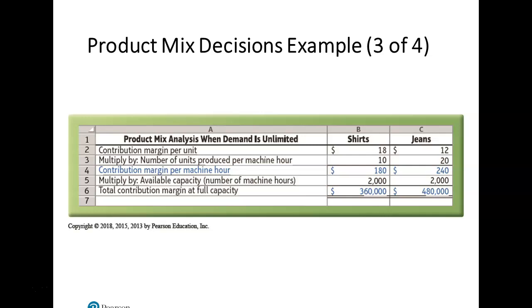Obviously, your contribution margin at full capacity without regard to the jeans, you bring in a considerably higher, look at this number here. So again, your contribution margin at full capacity is $360,000 for shirts. Jeans is $480,000.